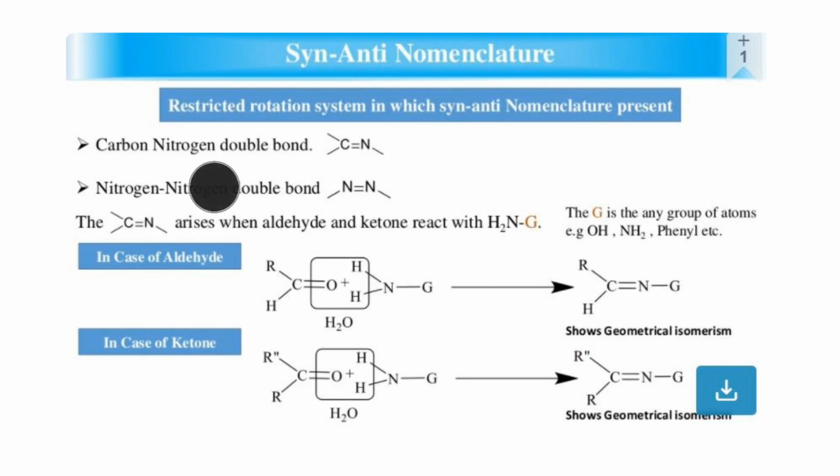In the case of ketone, elimination of a water molecule gives this type of molecule, R' R C double bond NG. It also shows geometrical isomerism.